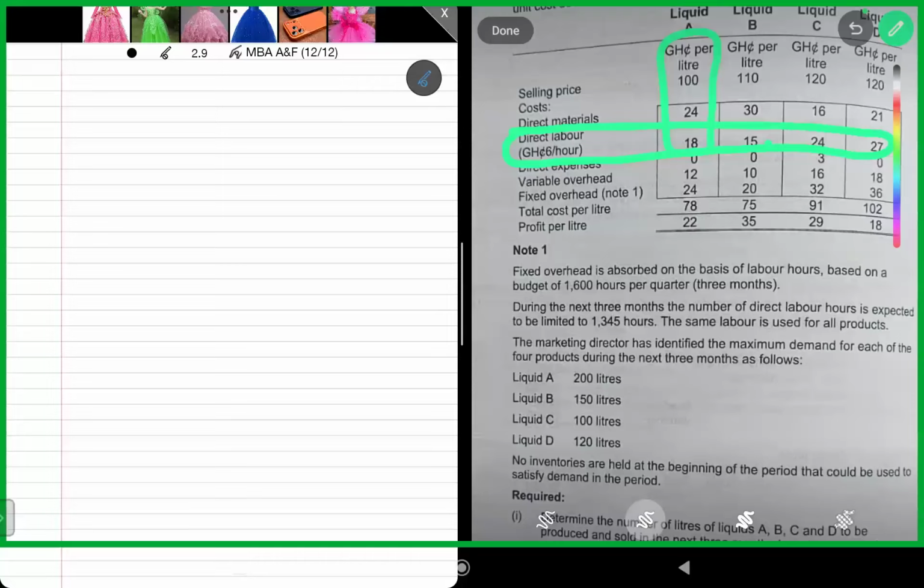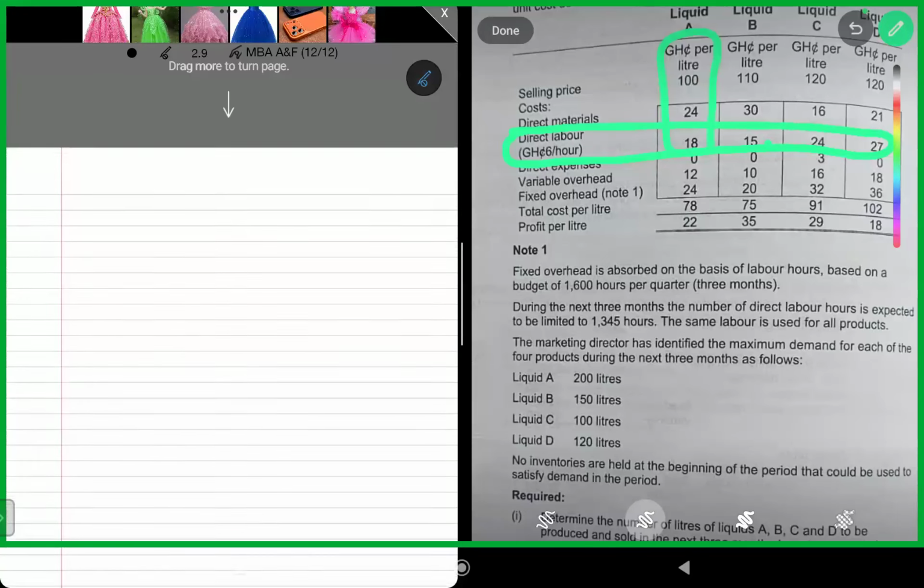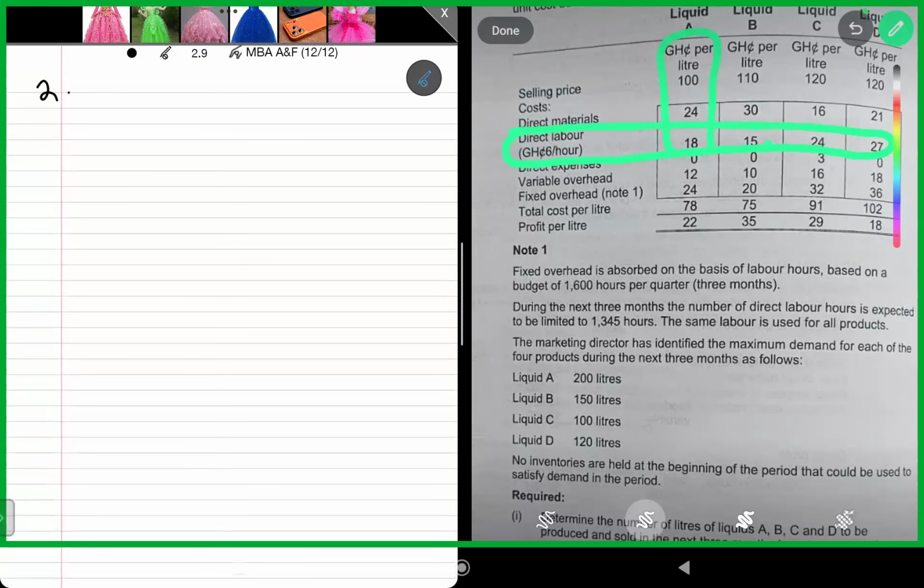Step 2. What's the step 2? We find the contribution. Contribution per unit. Contribution simply means the selling price minus the variable cost or marginal cost.